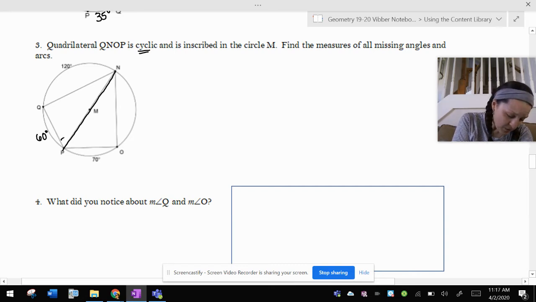And I know that this angle right here is an inscribed angle, and it's facing 120, which means that it's half of 120, so this is 60 degrees. And then I know that this angle is another inscribed. It's facing 60 degrees, so it has to be half of 60, which makes it 30.